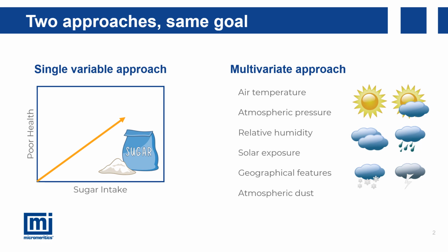When posing the question, does an increased sugar intake lead to poorer health outcomes, then simply comparing the quantity of sugar consumed against the health of individuals is a reasonable methodology to adopt. However, when attempting to make predictions of the weather on a given day, solely examining atmospheric pressure, for example, may lead to incomplete or misleading results.